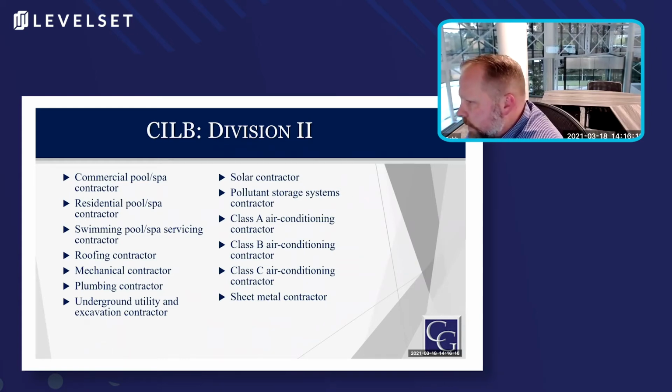The Class C air conditioning contractor is an old license. They're not issuing those anymore, but I think there's still a few around. They are mostly a service type license, but they're not issuing any Class D air conditioning licenses anymore.